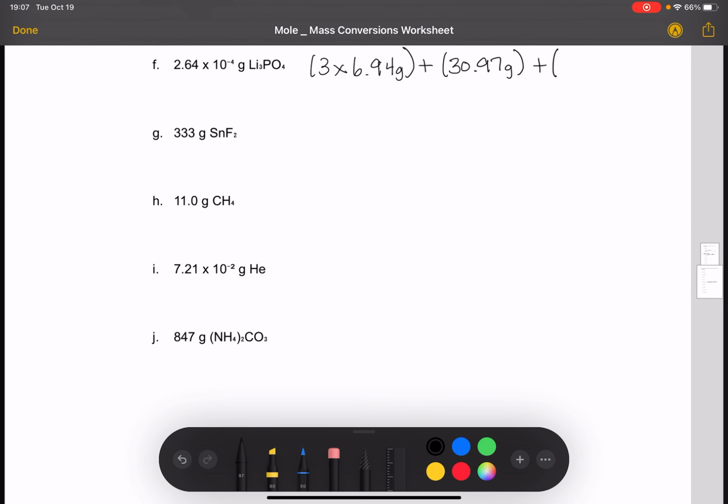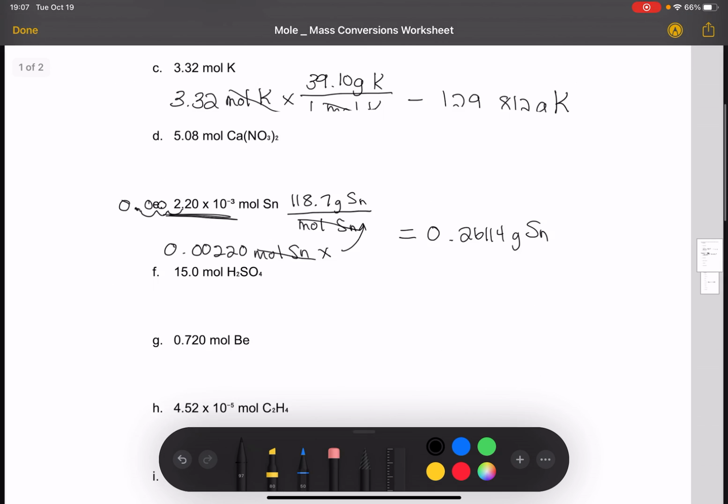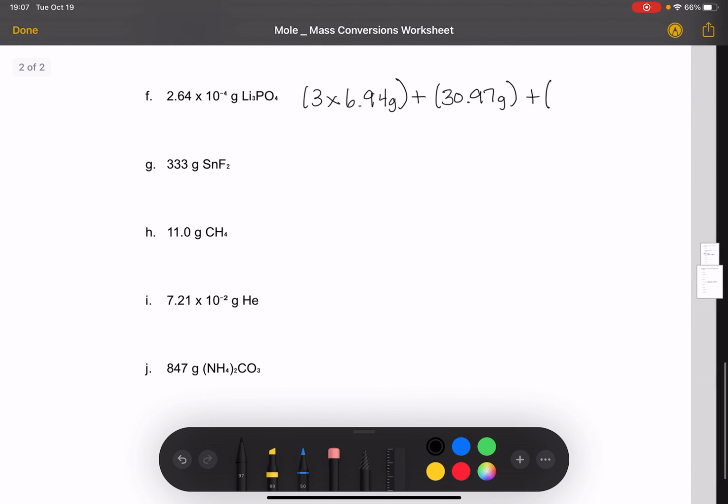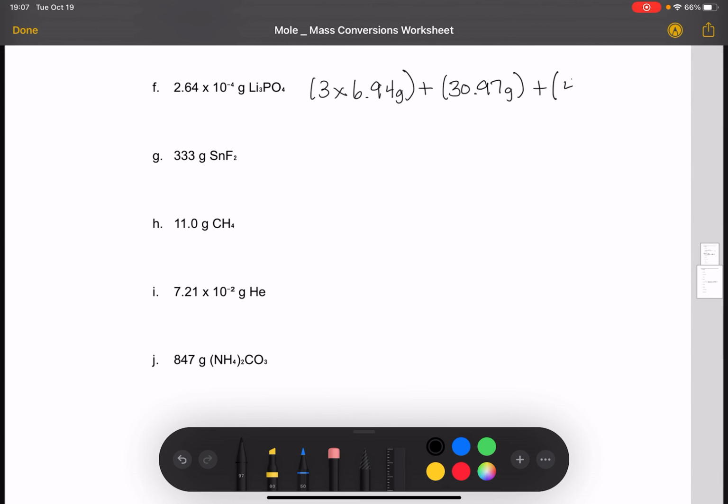And then I'm going to do the molar mass of 4 oxygens. All right, 4 oxygens, 4 times 16 grams. So let's simplify this a little bit. 3 times 6.94 equals 20.82 grams plus 30.97 grams plus 4 times 16, which is 64. I should have done that in my head.